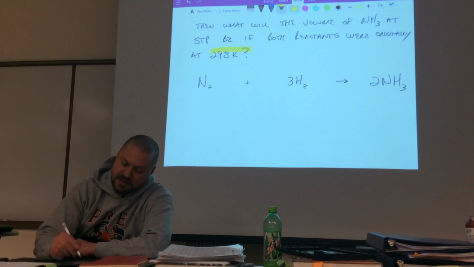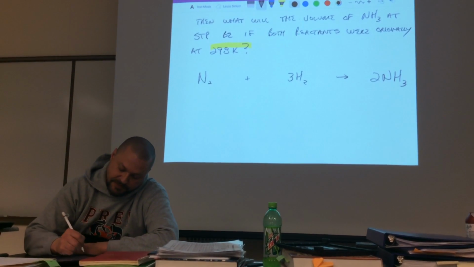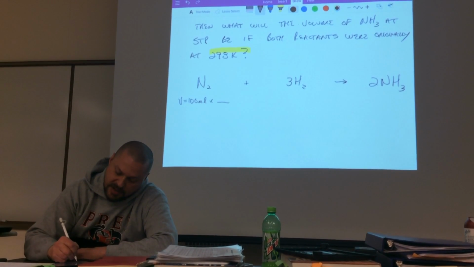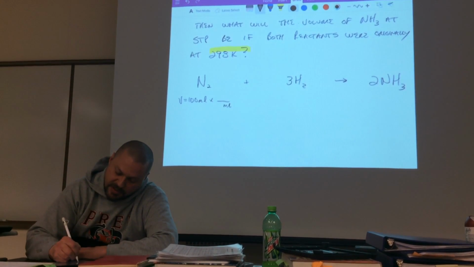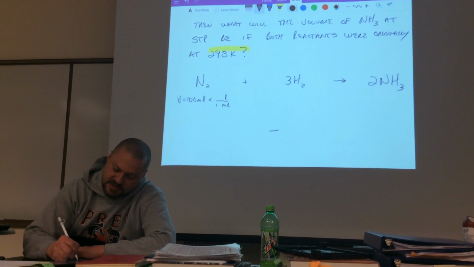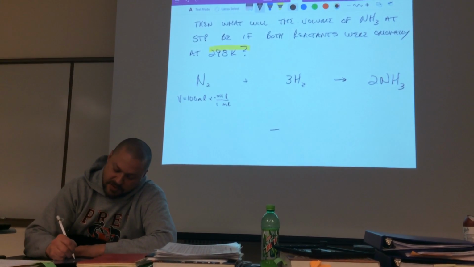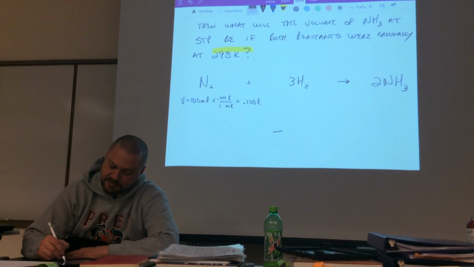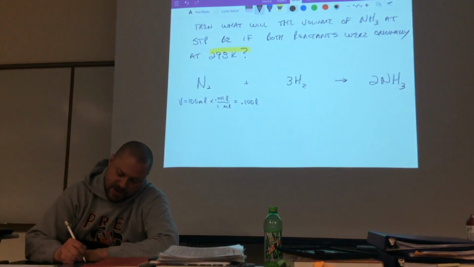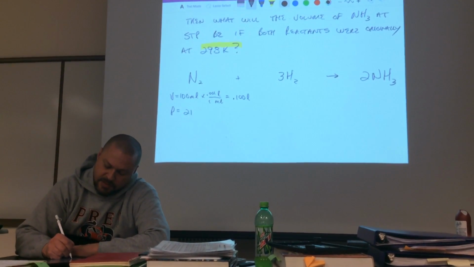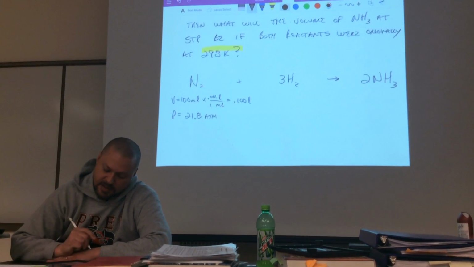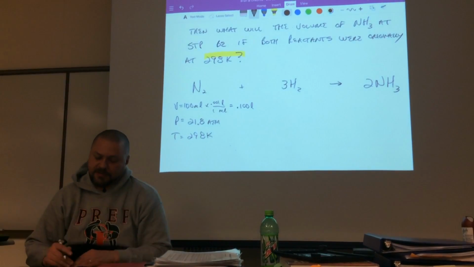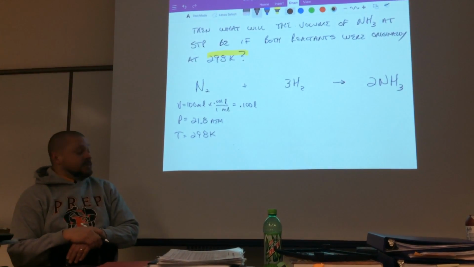So this was volume equals 100 ml, but we don't need ml. We need liters when we're doing gas law stuff a lot of times. So this is 0.001, and so volume equals 0.100 liters. So they gave me volume, they gave me pressure, 21.8 atm, and they gave me initial temperature as 298 K. So I have all my information about the N2.